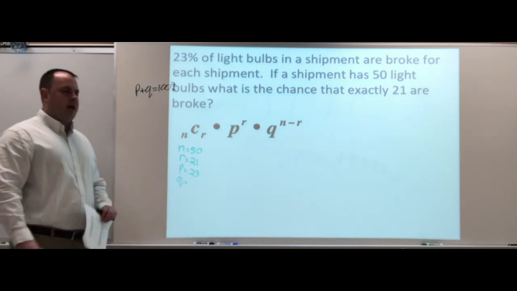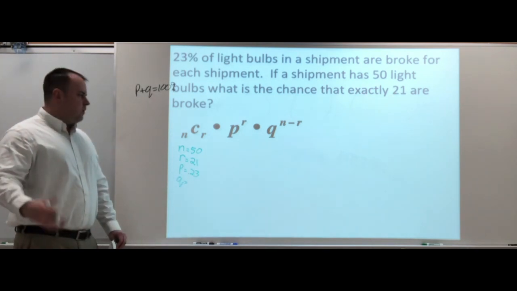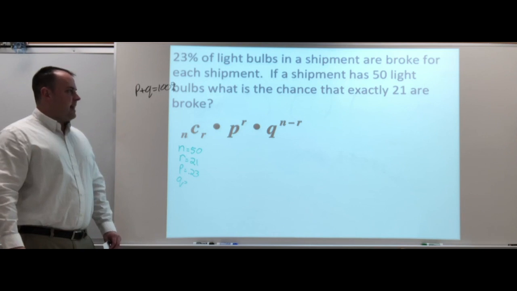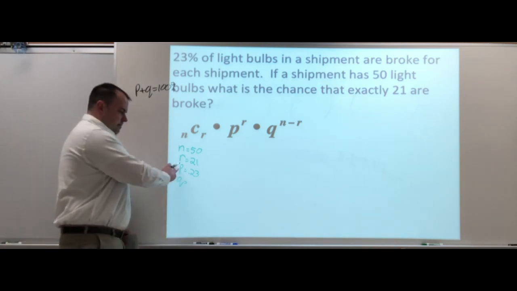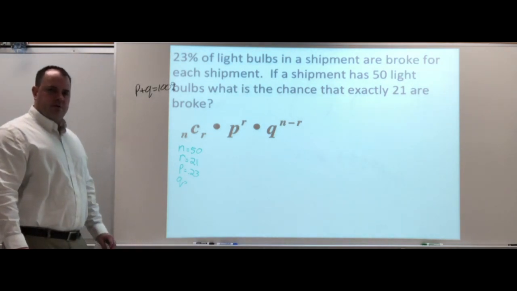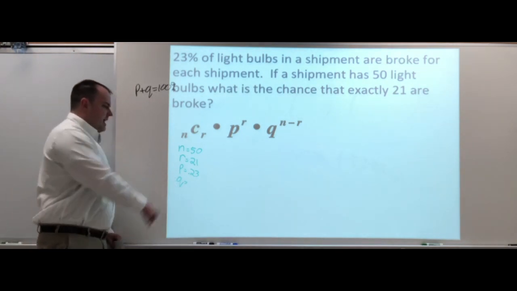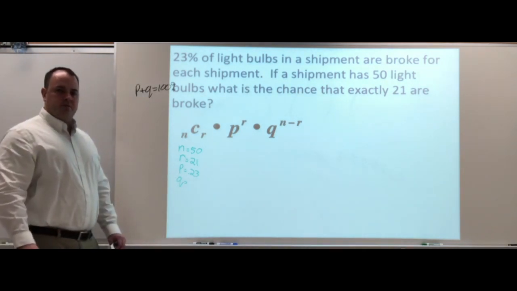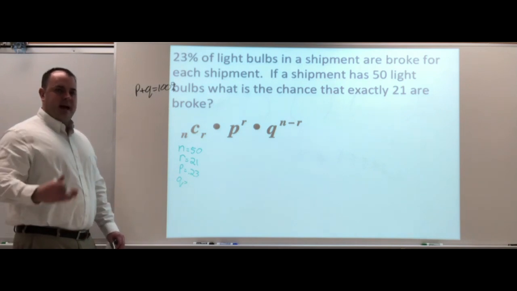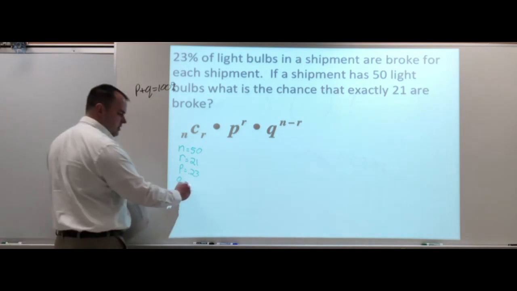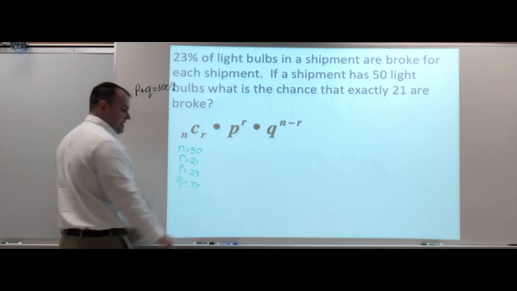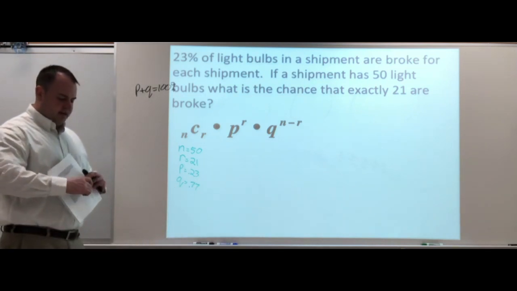I'm putting it as a decimal because a lot of times people forget that it has to be in decimal form. Now, if p is 23% or 0.23, q has to be what you would add to it to get 100%. They're complements, so they have to add up to 100%. So our q in this case is 77% or 0.77.